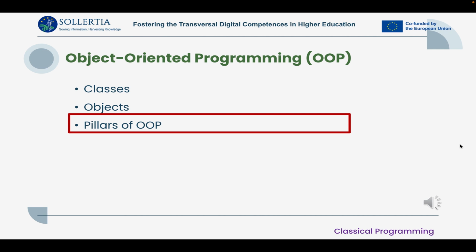Now we'll need to think about the pillars of object-oriented programming. Those pillars include encapsulation, abstractization, polymorphism, and inheritance.